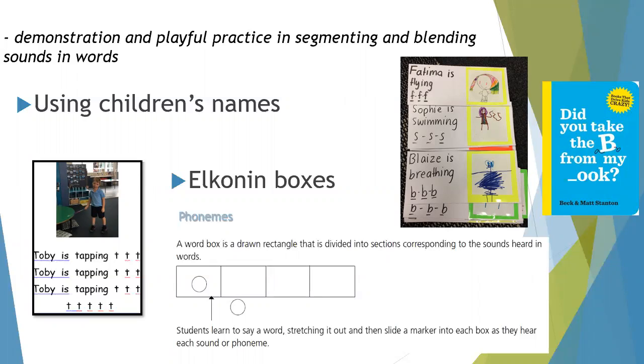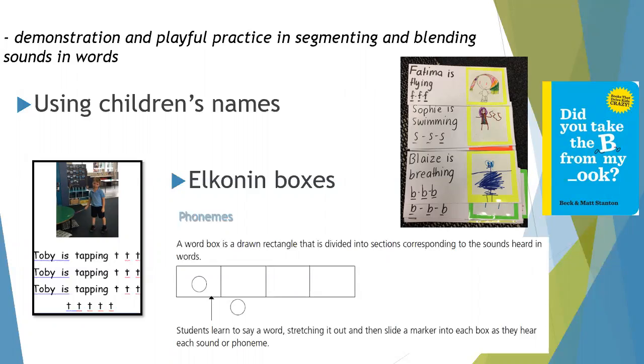Also, there's an image here from a kindergarten class where the children were actually thinking about things that they could do that would start with the same sound as the first sound in their name. So Fatima is flying. Sophie is swimming. Blaze is breathing. B, b, b. So Toby is tapping. T, t, t. So playing on these ideas and creating, once again, more class-made books for children to read is a great idea.